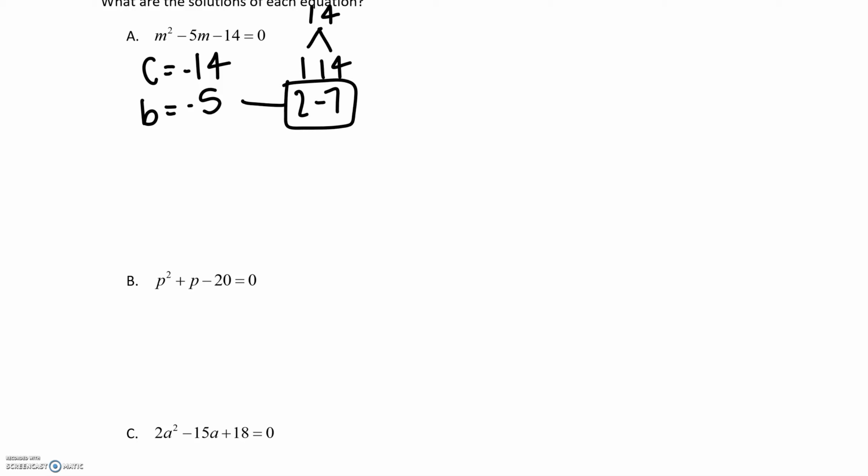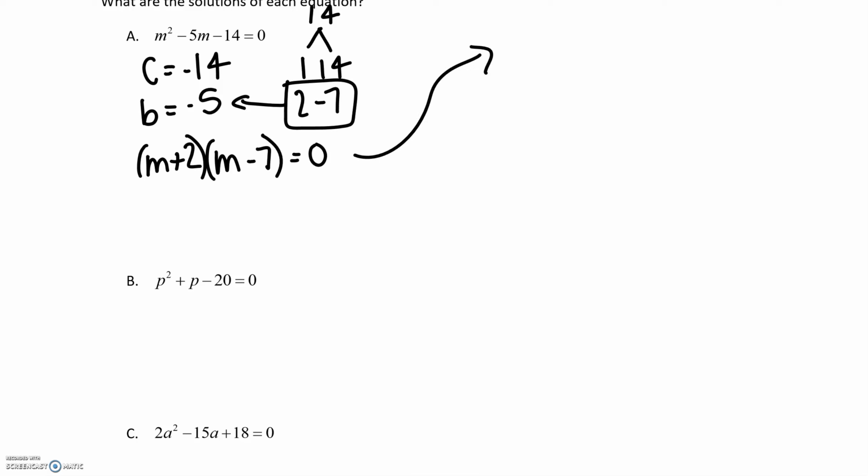Okay? So our c is going to be negative 14. Our b is going to be negative 5. Okay, so 14, 1 and 14, 2 and 7. So we have 2 and negative 7 that add to equal negative 5. So we're going to have m plus 2 and m minus 7 equals 0. From here we've got m plus 2 equals 0 and m minus 7 equals 0.